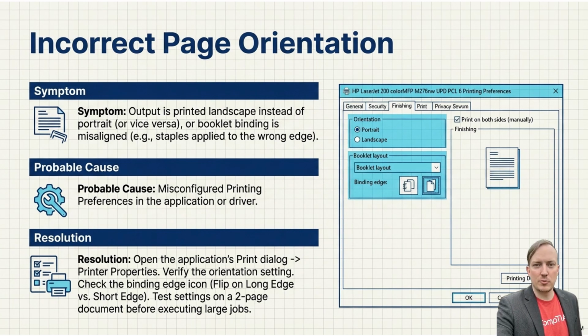Open the application's print dialog, go to Printer Properties, and verify the orientation setting. Check the binding edge icon to see if it's set to flip on long edge or short edge, and always test your settings on a 2-page document before running massive jobs.